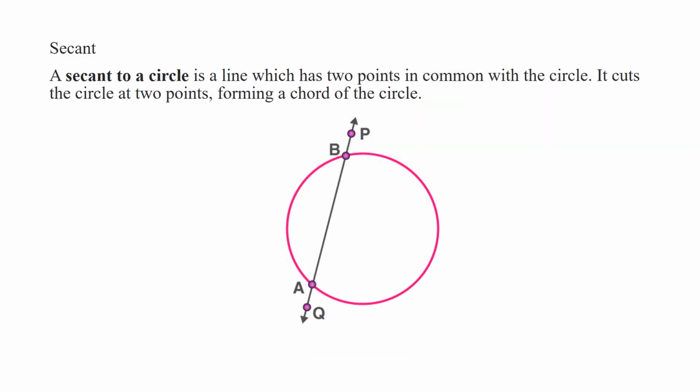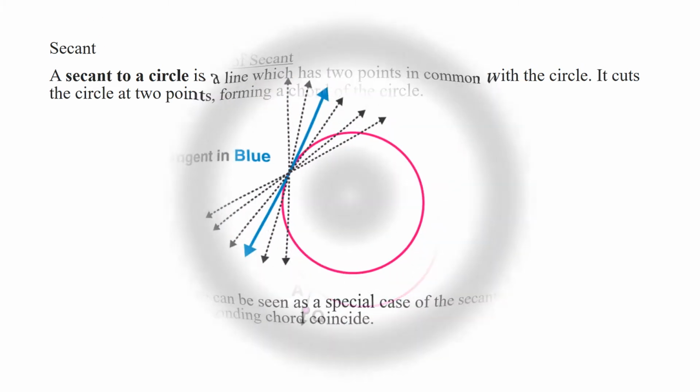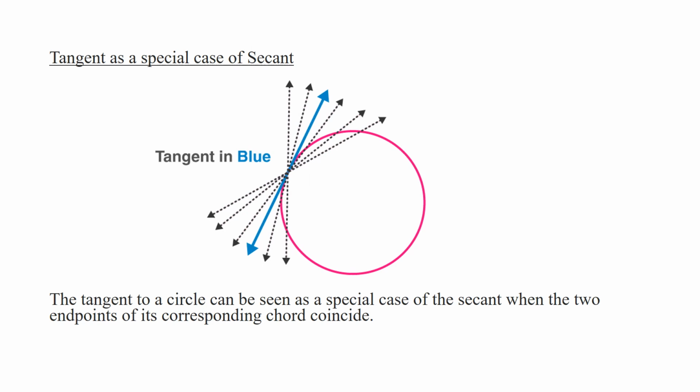Secant. A secant to a circle is a line which has 2 points in common with the circle. It cuts the circle at 2 points, forming a chord of the circle. From the figure, we can see that the tangent to a circle can be seen as a special case of the secant when the 2 endpoints of its corresponding chord coincide.